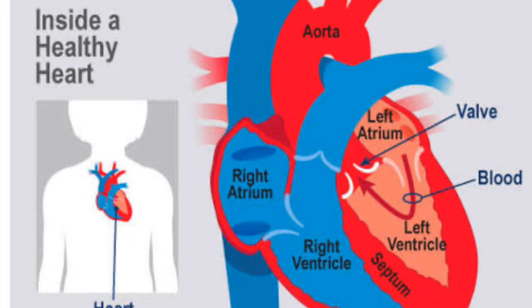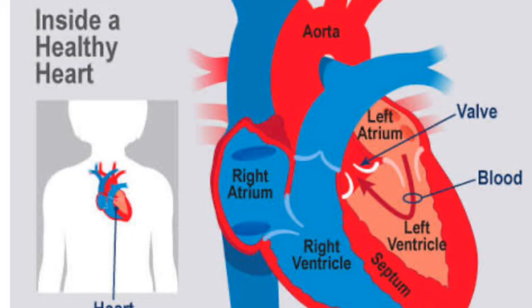Interatrial septum separates the right from the left atria. Interventricular septum separates the right from the left ventricle. Valves of the heart. Functions of the valve. Number 1, closes when backward pressure pushes blood backward. Number 2, opens when forward pressure forces blood in a forward direction.